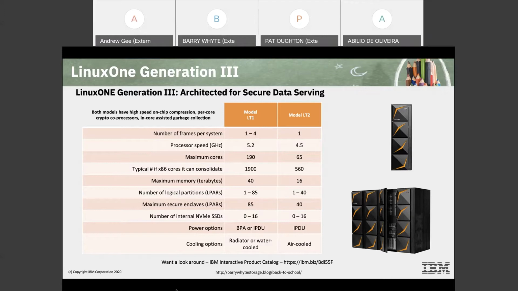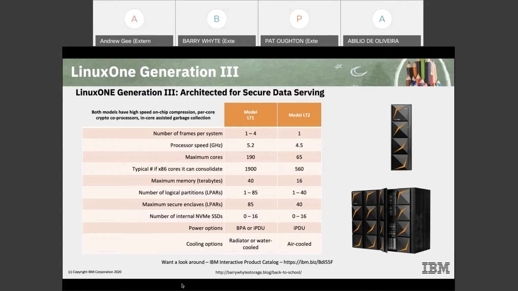You can hard partition it. You can run z/VM, which is one of IBM's operating systems. You can run KVM, which is just the Linux virtualization stuff, or you can run each LPAR as a separate guest. There's multiple ways to skin it, really. It just depends on what your workload requirements are.